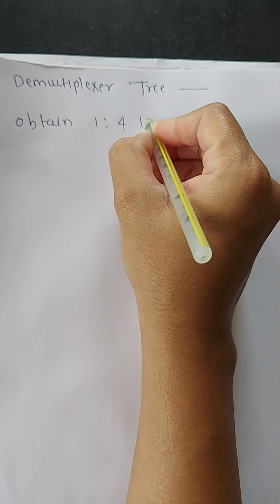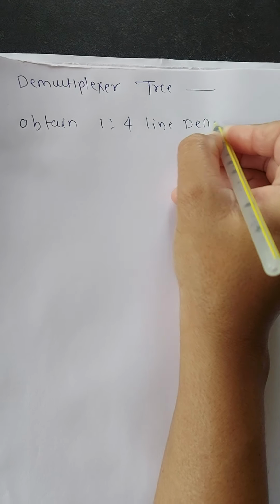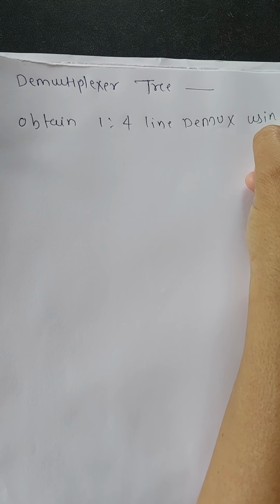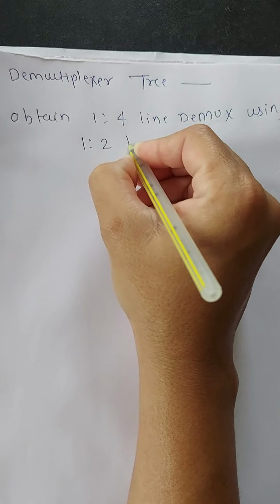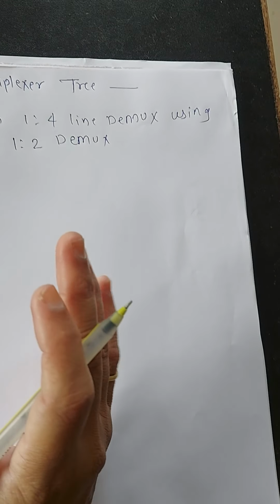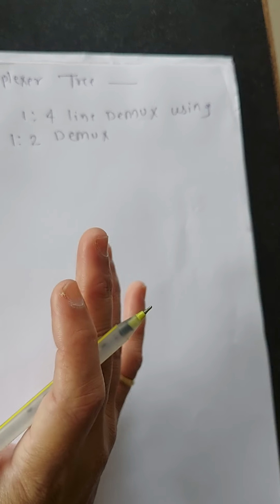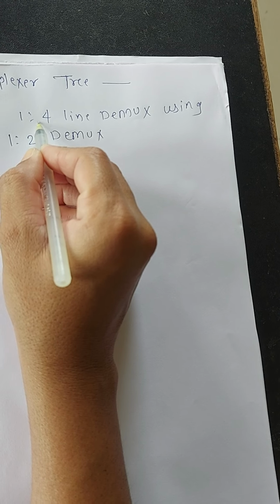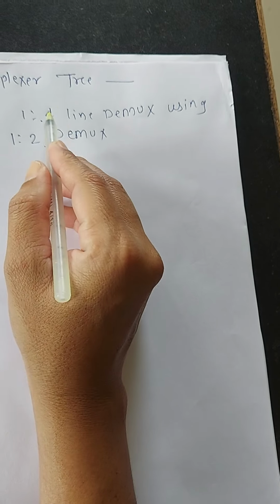First, obtain a 1:4 line demux using 1:2 demux. This is the first problem on the demultiplexer tree. Constructing more lines using a demultiplexer with fewer lines is called a demultiplexer tree. Obtain 1:4 demux using 1:2.